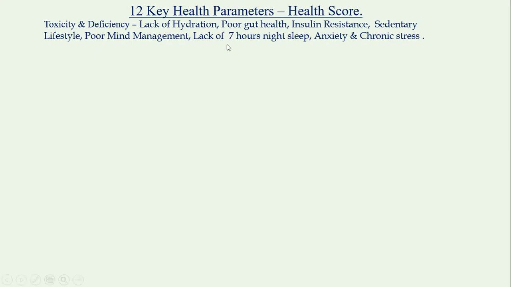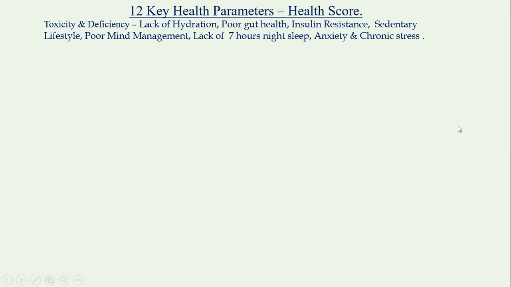What about lack of hydration? We have looked at it: 4 liters of water every day a person must take. Poor gut health: they should be able to go to the toilet at least 2 times so that their gut health is good. Insulin resistance they should not have; they should be insulin sensitive. Sedentary lifestyle: we have seen people have to walk at least 45 minutes, a brisk walk, every day. Poor mind management: you need to handle your mind very well. And then sleep, 7 hours, and anxiety and chronic stress; you need to look at how to get rid of them.